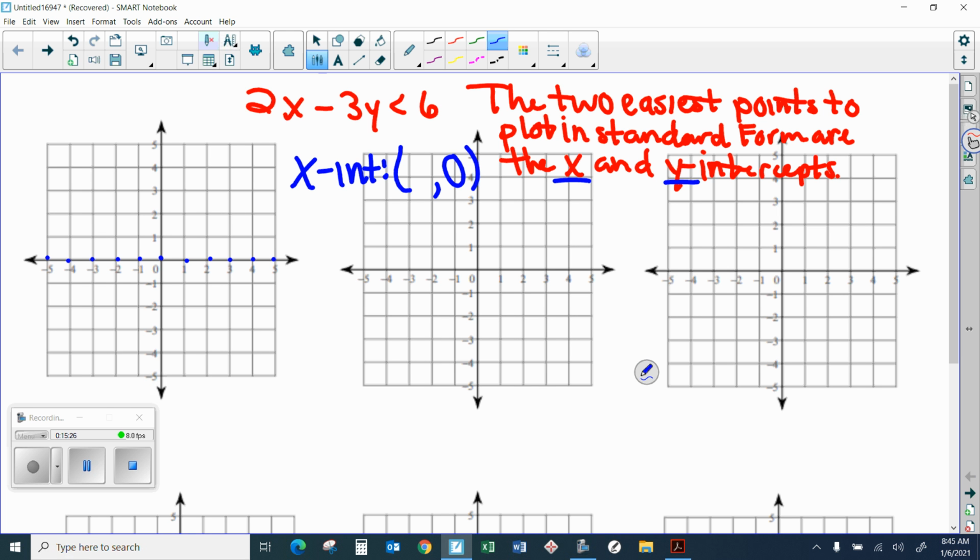So what that means is I plug in 0 for y. So I plug in 0 right there for the y. Okay, and it wipes that whole thing out right there. So I just get 2x equals 6. So x equals 3. So (3, 0) is the x-intercept. Now the y-intercept.